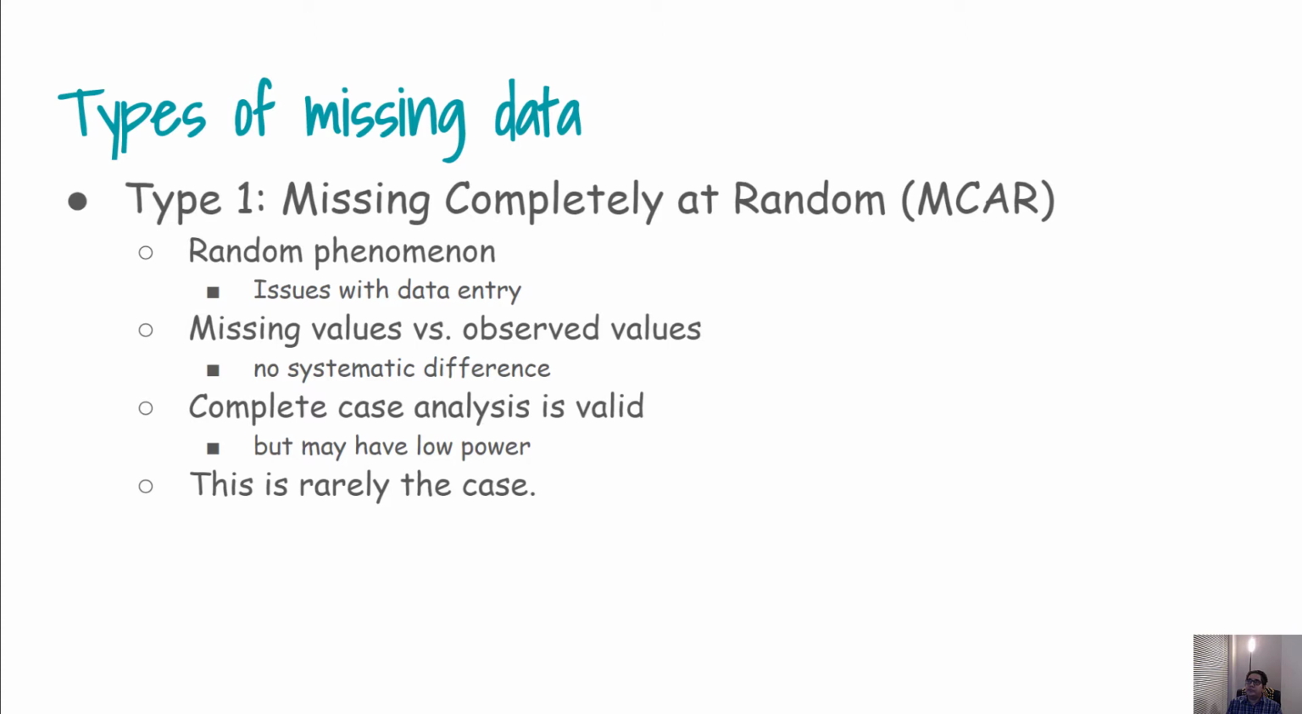And to be missing completely at random, the basic characteristic we are looking for is that the missing value versus the observed value do not have any systematic difference. It is just missing because of a random problem that occurred during the data collection or processing stage. And if that was true, that there are no systematic differences between the missing values and observed values, then we can simply do a complete case analysis.